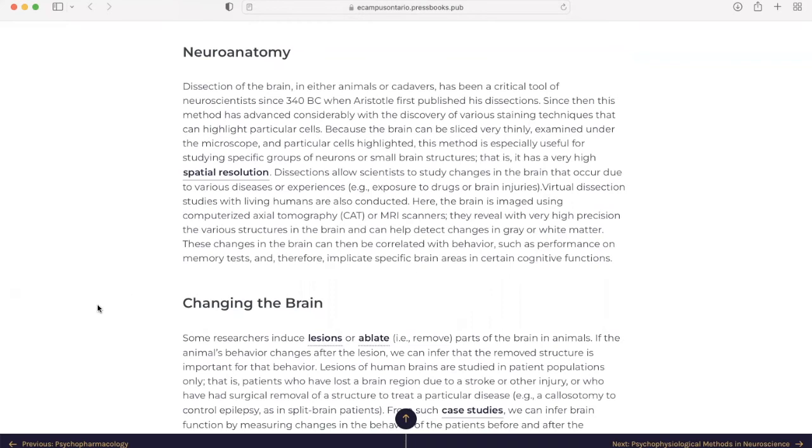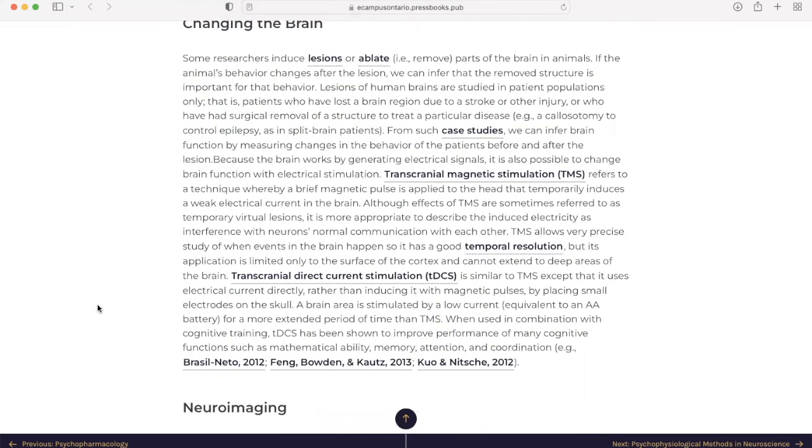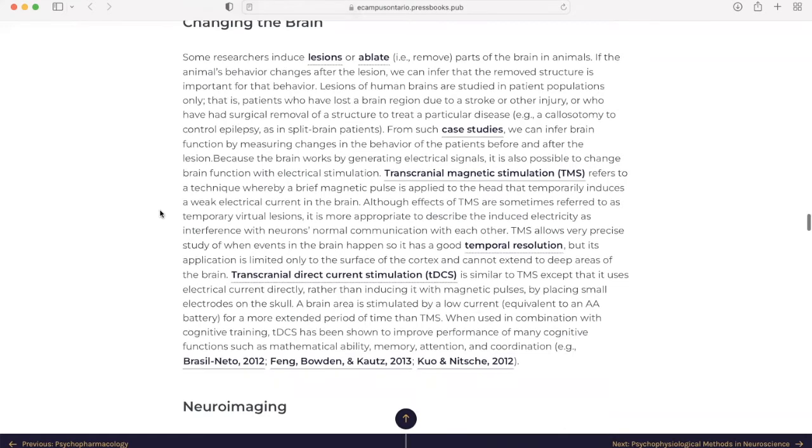That is a lot to digest. So let's try and keep it a little more simple here. There are different case studies where they infer brain function by measuring changes in behavior before and after a lesion. Yes, some researchers induce lesions or remove parts of the brain in animals. If the animal's behavior changes after the lesion, we can infer that the removed structure is important for that behavior. There are a lot of mouse studies about this, which is a whole other world, but it is quite fascinating.